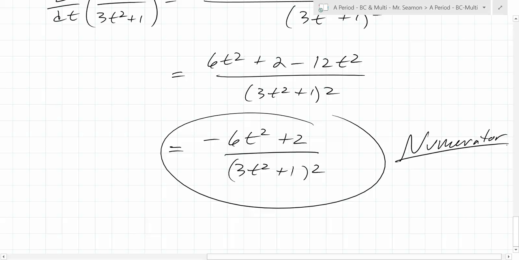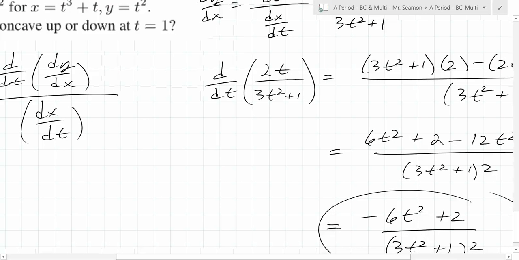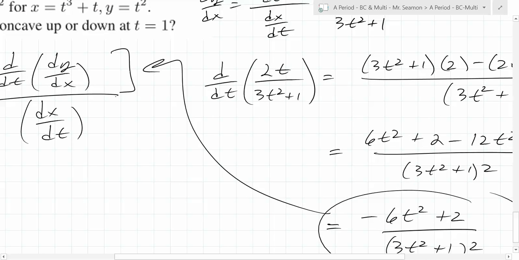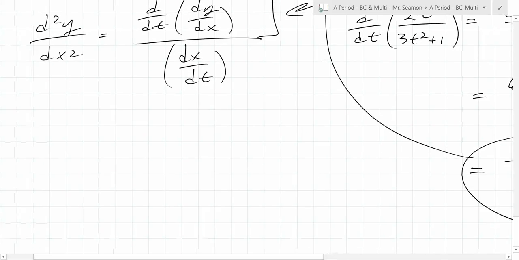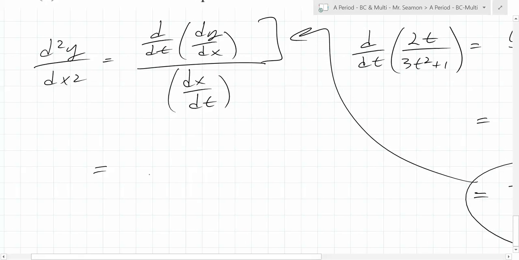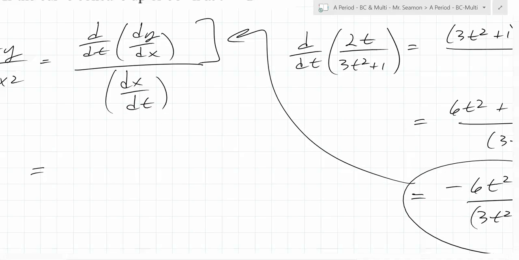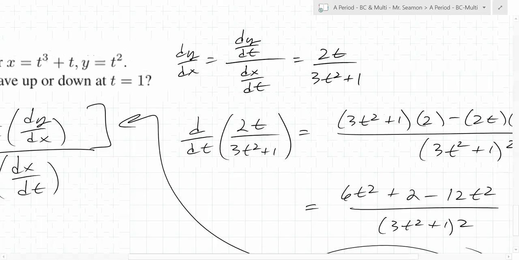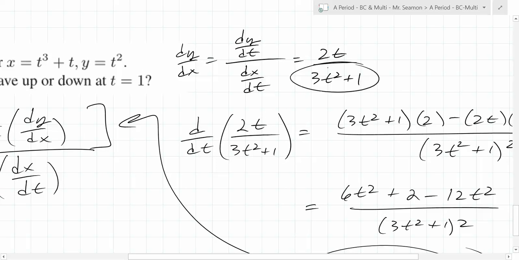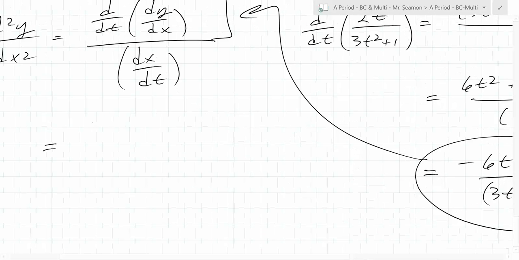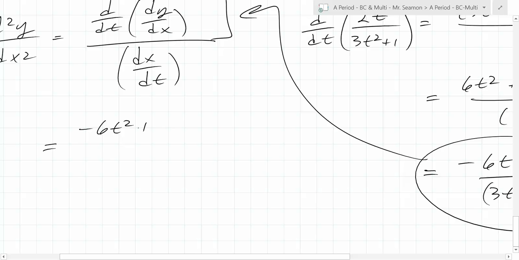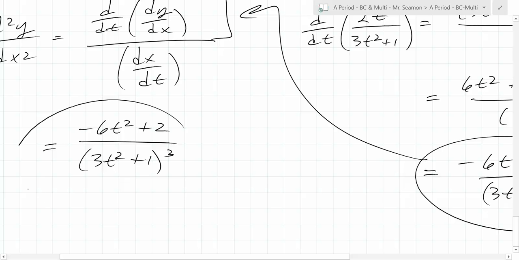Do you agree? Are we okay with that? So that is the numerator right here. What do we have to put that over? What's the denominator of the fraction? dx/dt, which is 3t squared plus 1. So what does this become? Negative 6t squared plus 2 all over 3t squared plus 1 to the what power? Cube. Yep, there it is.